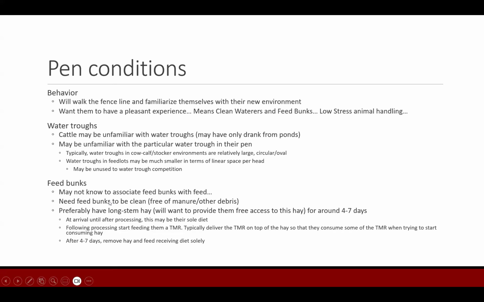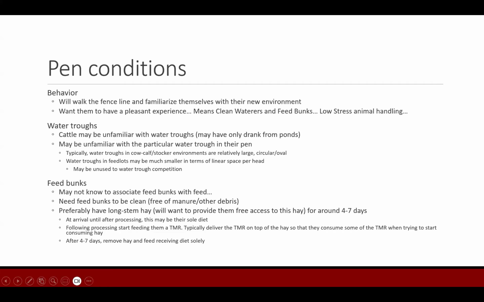Okay. Feed bunks. They may not have ever eaten anything out of a feed bunk. Some producers may supplement cattle in a plastic bunk or trough. Very rarely will a cow-calf producer actually have a concrete J bunk, which is what we'll use at a feed yard. So even if they have eaten out of a trough before, they're likely unfamiliar with that specific J bunk that these feedlots will have.